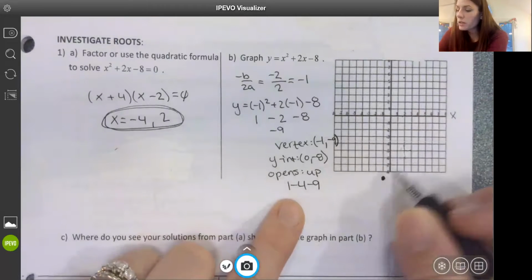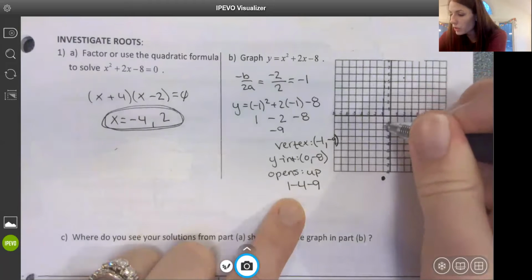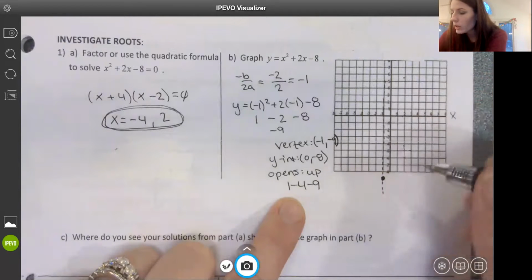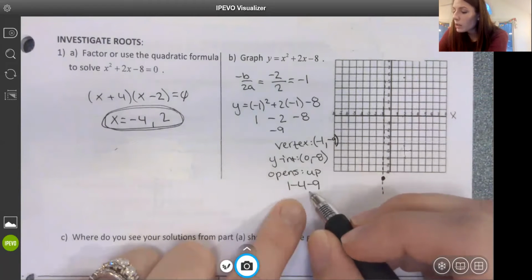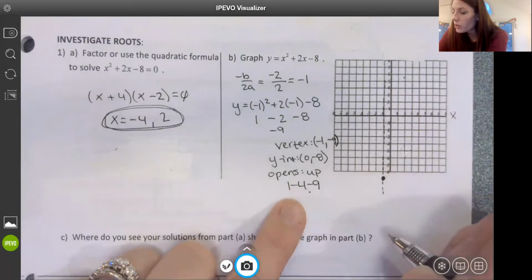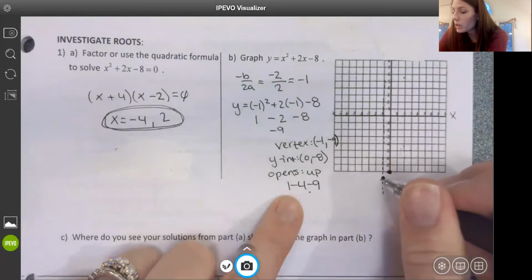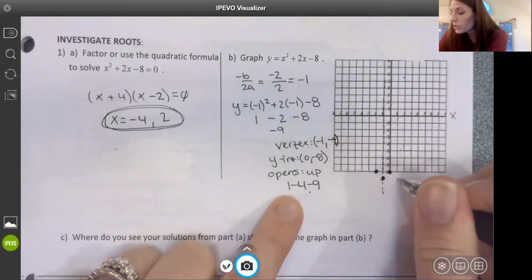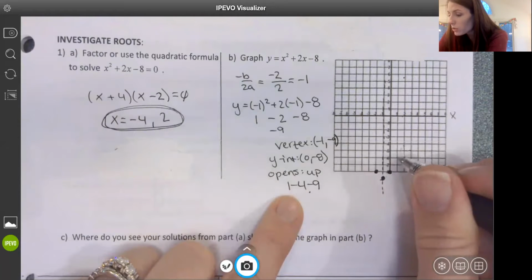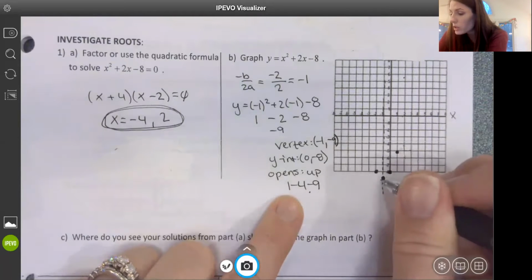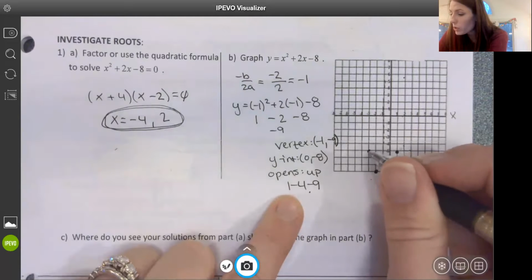So we're at -1, -9, a little bit off our paper, but not too bad. Okay, there's my vertex. I could draw on my axis of symmetry if I wanted to. Okay, we know it opens up. We're going to follow our 1, 4, 9 pattern, which is going to have us hit our y-intercept anyway. So if I go over 1, up 1, over 2, up 4. The same on the other side, over 2, up 4.